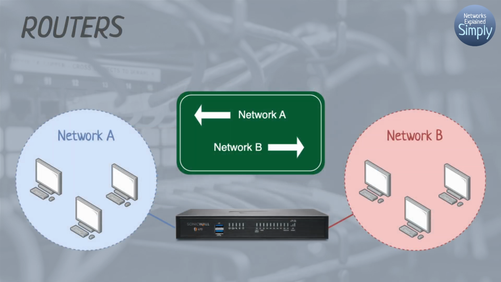Put simply, the primary function of a router is to provide connectivity between two or more separate networks. In this case, Network A and Network B. The router's job is to physically connect with both networks and to make sure that data sent from a source on one connected network can find its way to a destination on a different connected network.